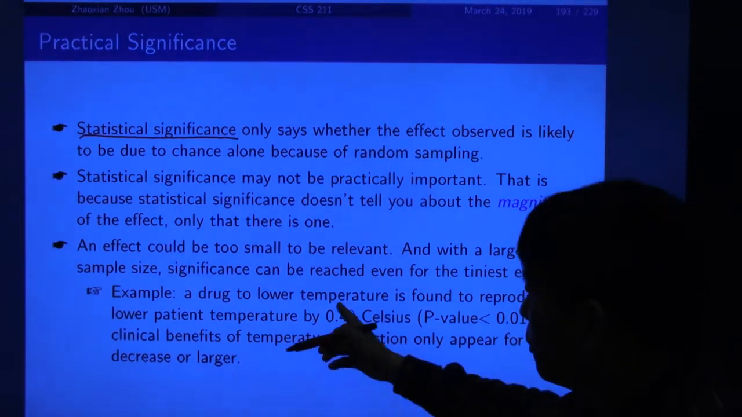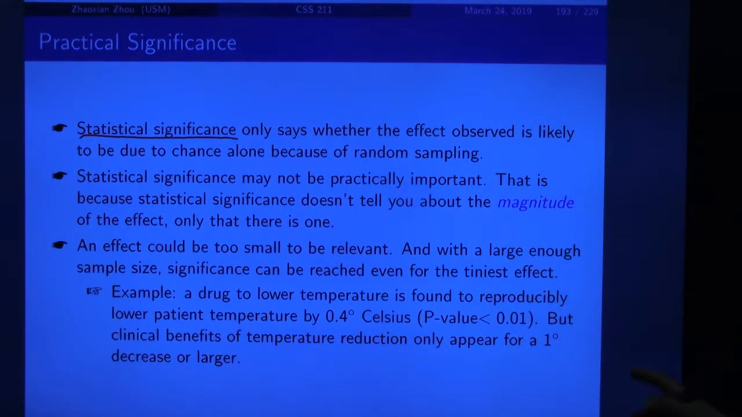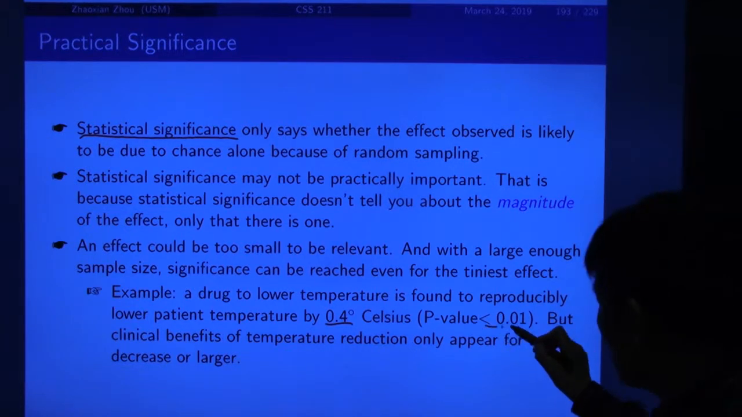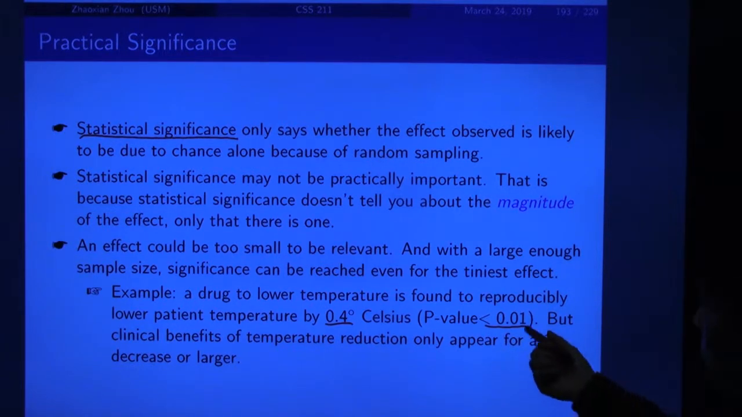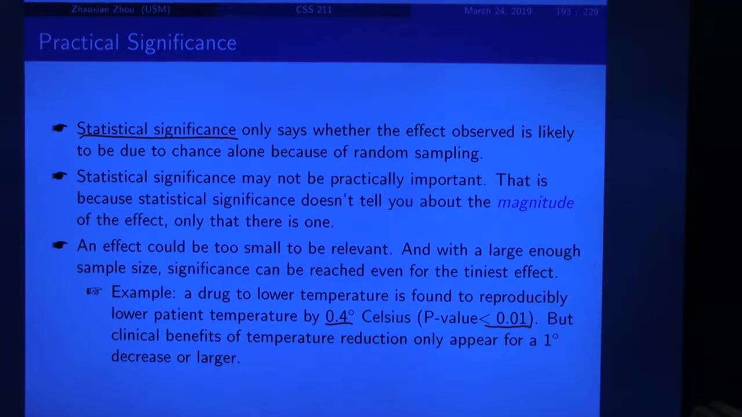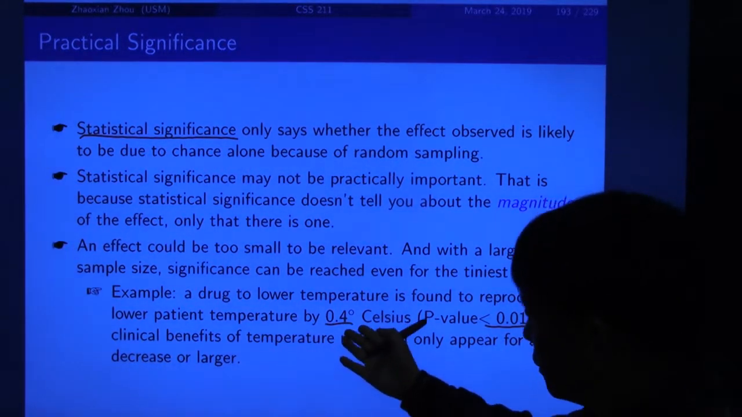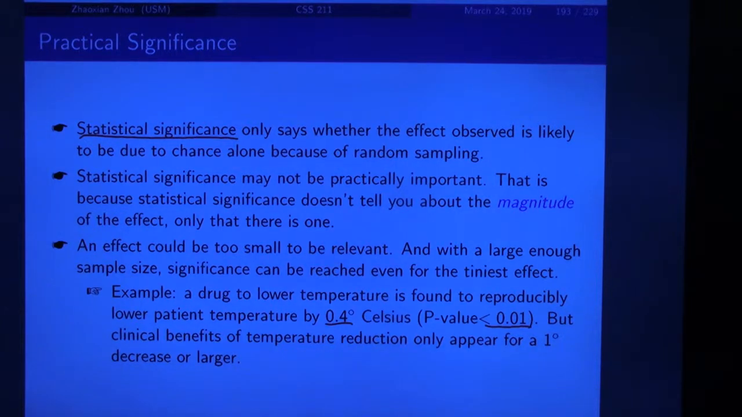Okay, we have an example here. A drug to lower temperature is found to reproducibly lower patient temperature by 0.4 degrees Celsius, with a p-value less than 1%. So this is very significant. But that effect is only a 0.4 degree reduction.